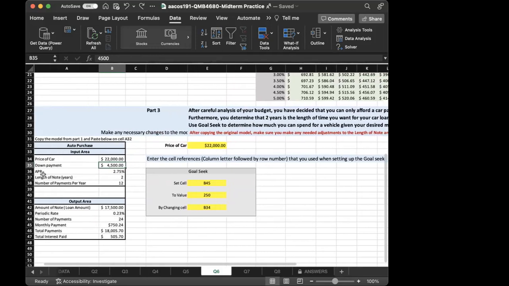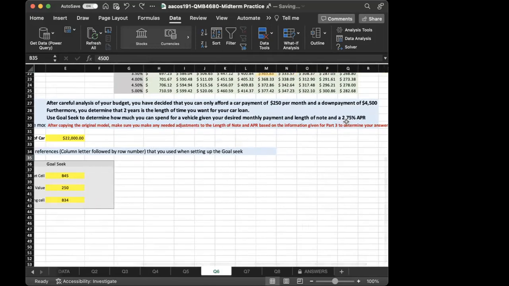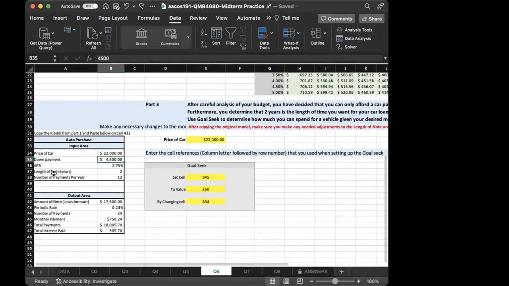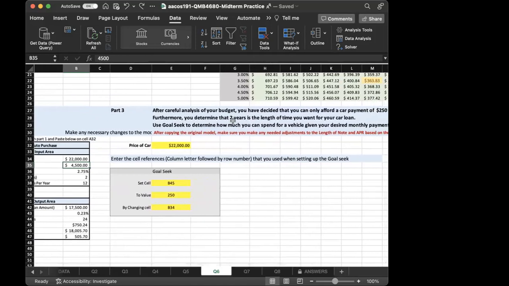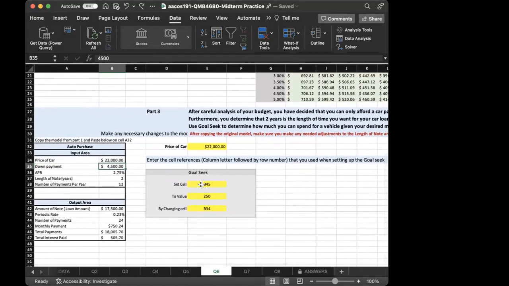And our APR, it says 2.75%. Let's check if that's correct with the question as well. Yes, that's our scenario as well. And length of note of 2 years. Yep, and the scenario also matches, 2 years is the length of time that we want our car loan for. So for GoSeek, it's pretty simple.